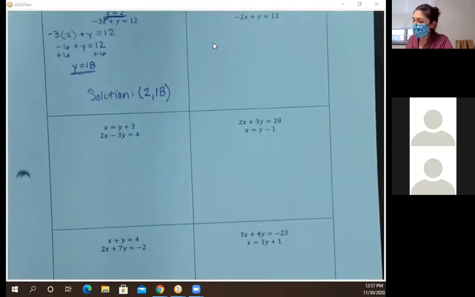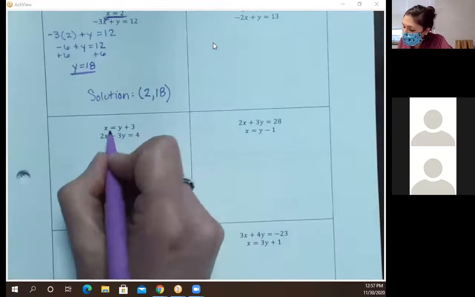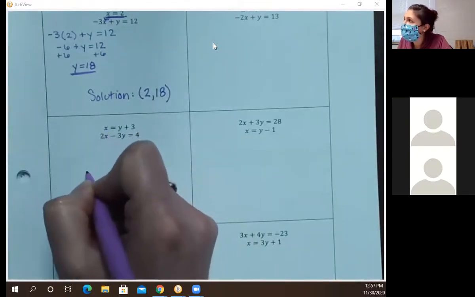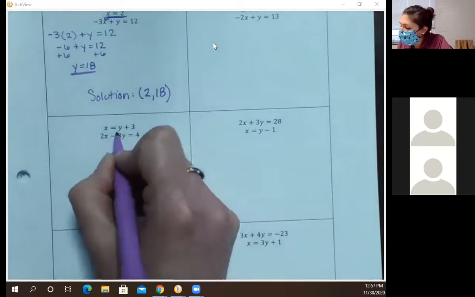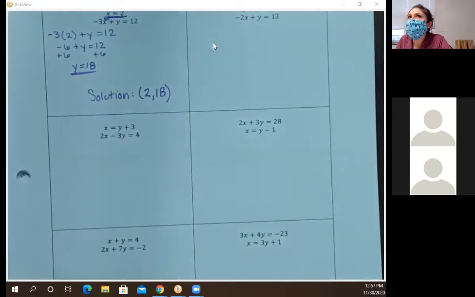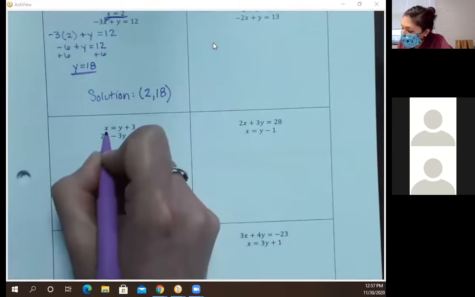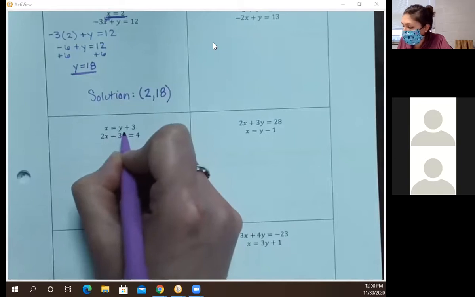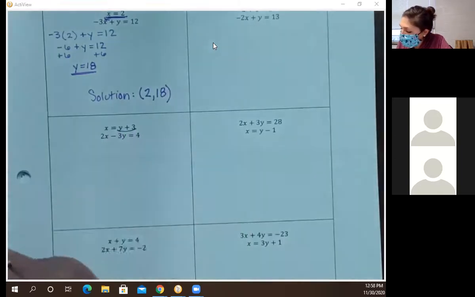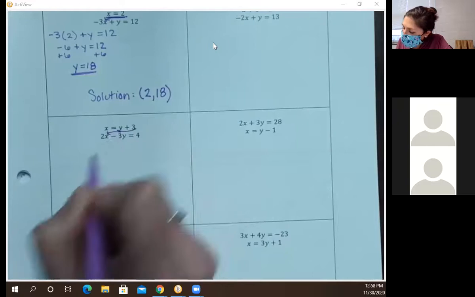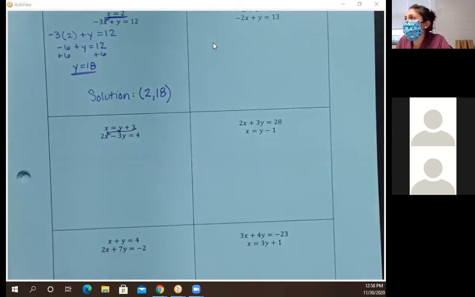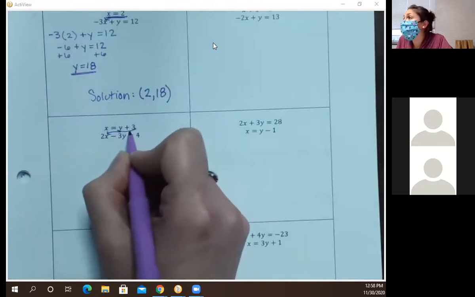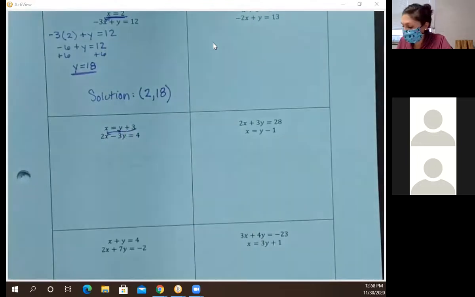So let's take a look at this next problem down, where I do have one of my equations that already has a variable by itself, but this time I don't know the value for x. I just have a different expression for x. So I've got x by itself in this top equation. It's equal to y plus 3. So what I'm going to do is take this y plus 3 and plug it in for x in that second equation. Same idea, just this time I don't know what number x is equal to quite yet.